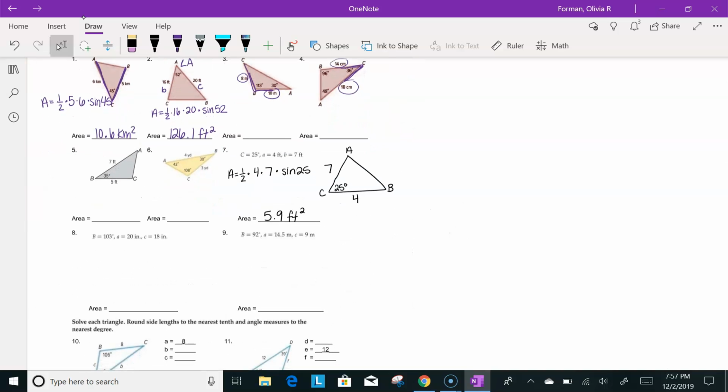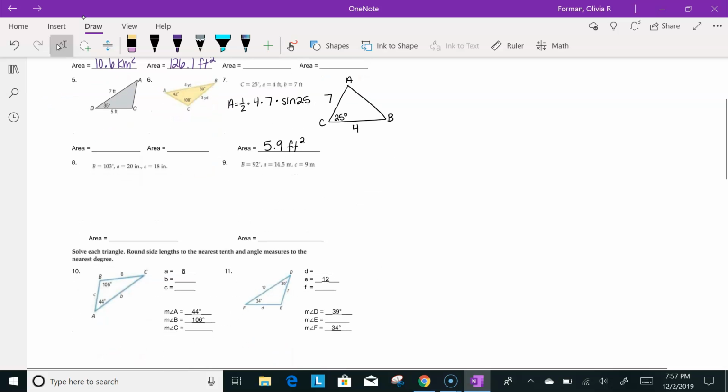So it might be helpful for you to draw the pictures. Otherwise, the way it has it set up, just follow the pattern that we've been doing. Okay.